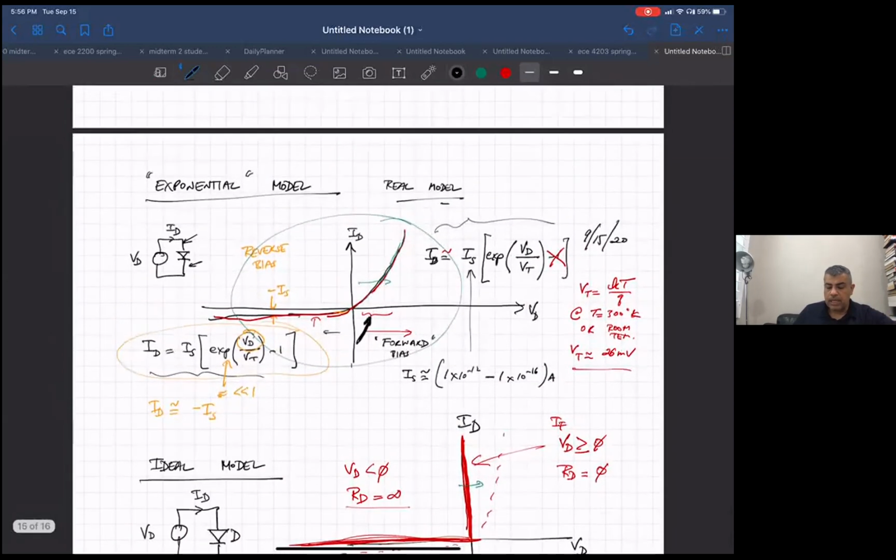if you guys remember back a couple of lectures ago, we talked about how IS, I sub S, which again is this number that's dependent on the area of the diode. Okay. And since this IS is multiplying the exponential, it can be an important thing.